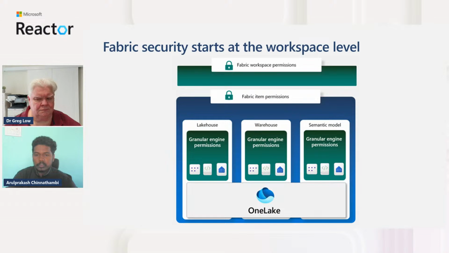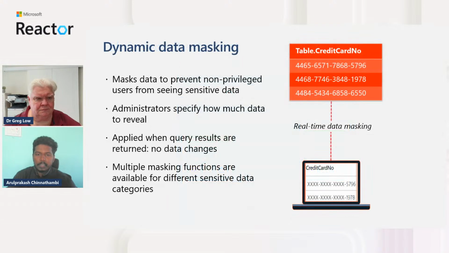These features ensure data protection across warehouses and SQL analytics endpoints without necessitating changes to applications. So moving on to the next one, we have dynamic data masking (DDM), which is a security feature that limits data exposure to non-privileged users by obscuring sensitive information. Dynamic data masking offers several key benefits that enhance the security and manageability of your data.